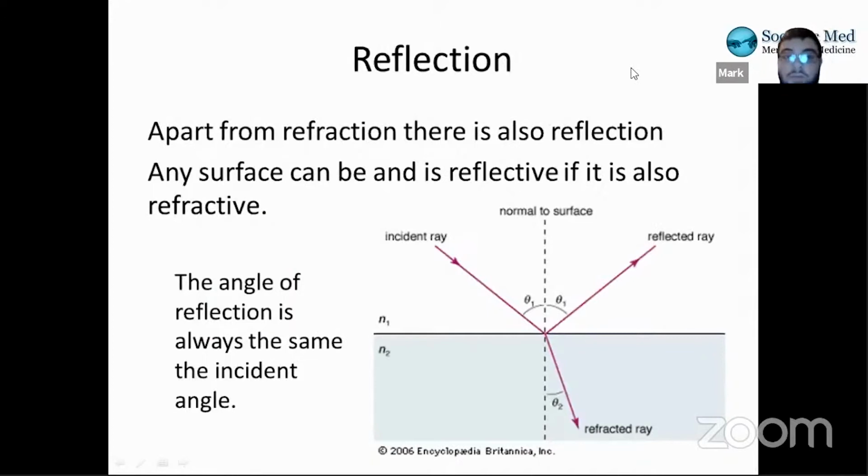Next, I want to talk about reflection a little bit. This is very basic reflection. Apart from refraction, there's also reflection. Any surface can be and is reflective if it is also refractive. So refraction and reflection happen together all the time.